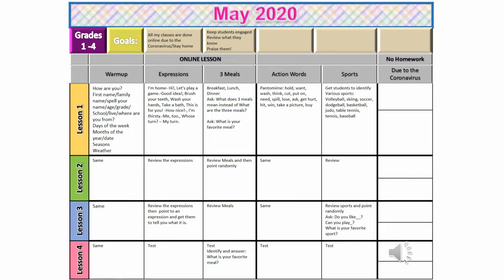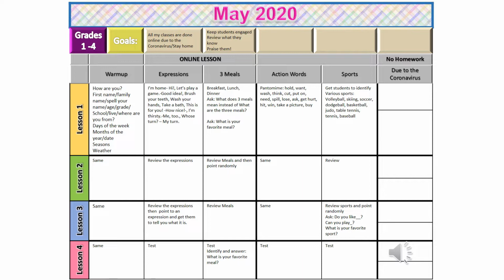Next, sports. For lesson 1, get students to identify various sports: volleyball, skiing, soccer, dodgeball, basketball, judo, table tennis, tennis, baseball. For lesson 2, do the same thing. Review. For lesson 3, review sports and point randomly. Ask, do you like? Can you play? What is your favorite sport? For lesson 4, test them. Since we're doing lessons online, there is no homework.